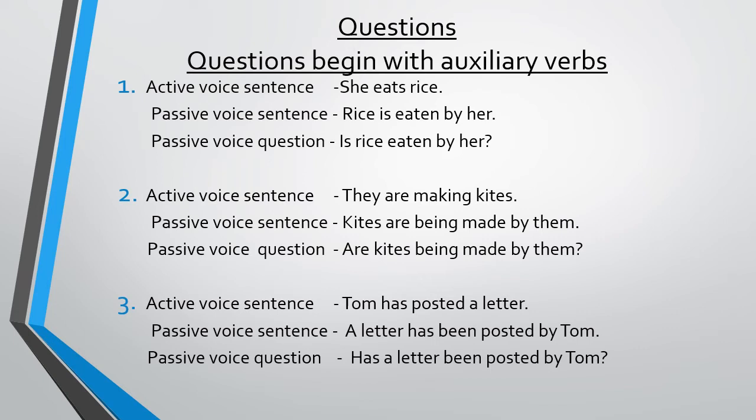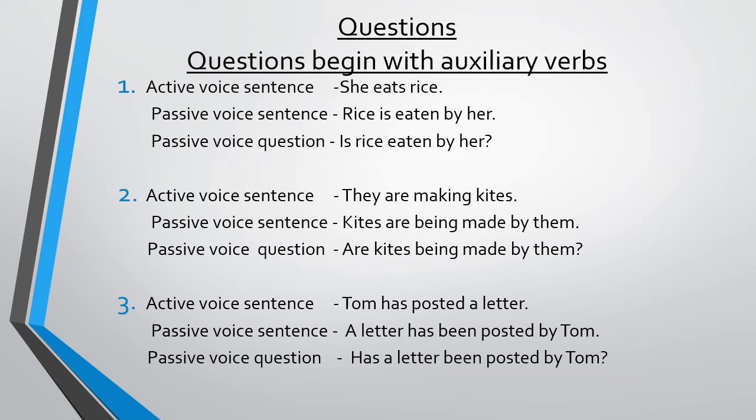Children, when we construct the question, first move the auxiliary verb is to the front. Then write the object, that is rice. Then write the past participle form of the main verb, that is eaten. Then add the preposition by and finally write the object pronoun her and punctuate with the question mark. The question in passive voice is, is rice eaten by her?